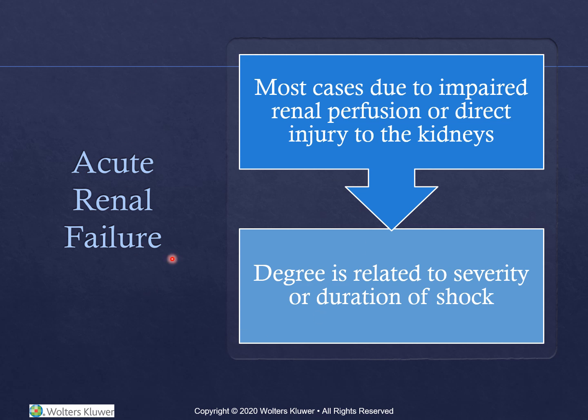Shock can also cause acute renal failure, usually because of impaired renal perfusion or direct injury to the kidney. The degree of renal failure is usually related to the severity or the duration of the shock. So if you remember the causes of AKI, one is pre-renal causes. If we have a significant decrease in perfusion to the kidneys, that can cause acute renal failure in a patient with shock.